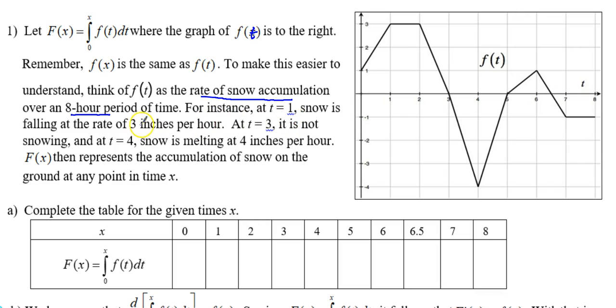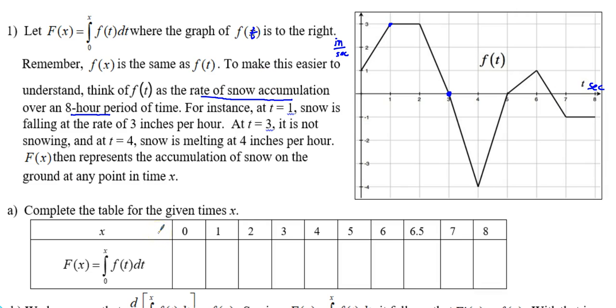At t equal to 1, the snow is falling at the rate of 3 inches per second. So you can see that the rate in here is inches per second. At t equal to 3, it is not snowing. The rate is 0, so it's not snowing. At t equal to 4, snow is melting. You can see that the rate is negative, so snow is melting. And like that. So let's complete this table.